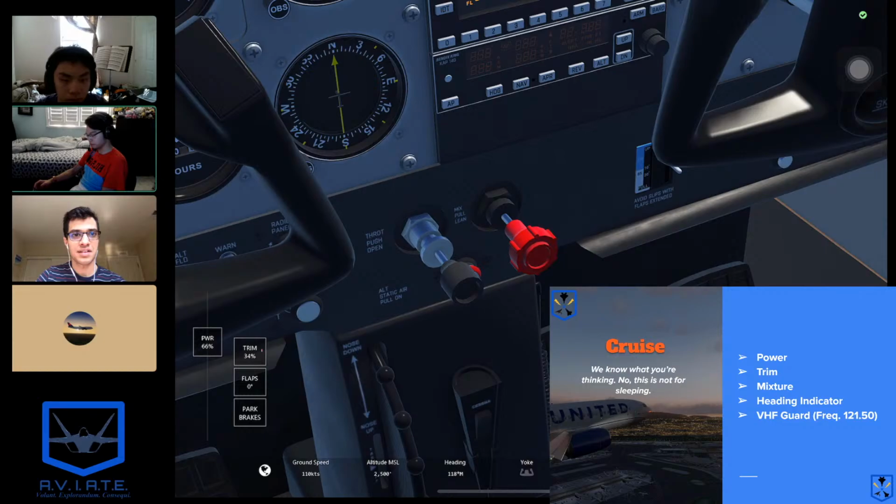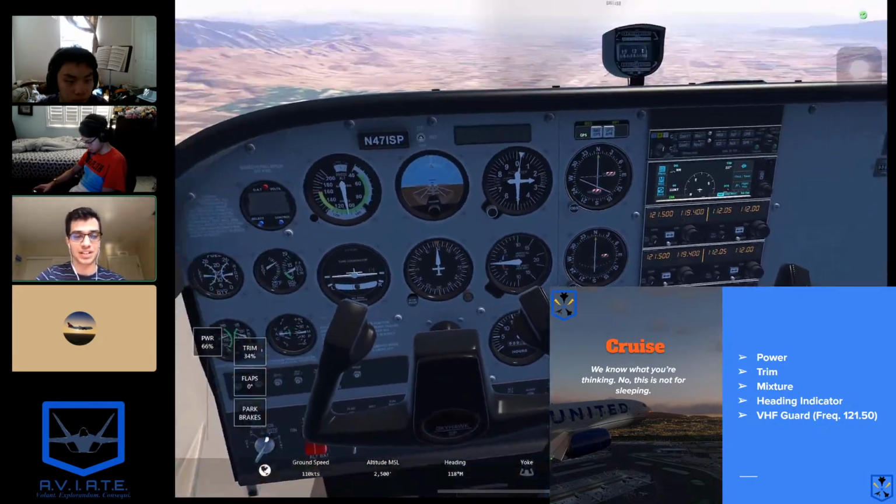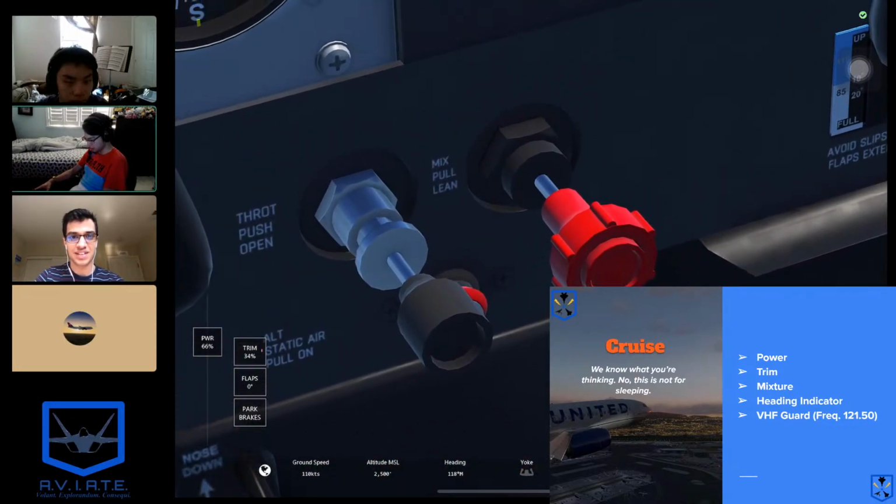So mixture is the fuel that goes into the cylinders. It's pretty much the amount of fuel, how much fuel you're dumping in. There's not different types of fuel or anything like that. So throttle controls the air going to the cylinders, and mixture controls the fuel going to the cylinders.